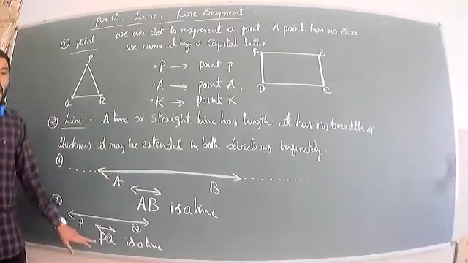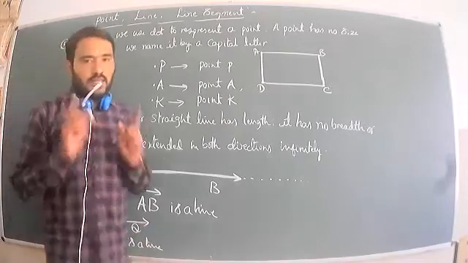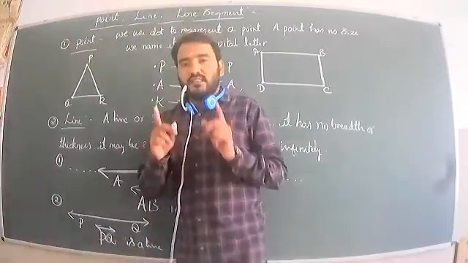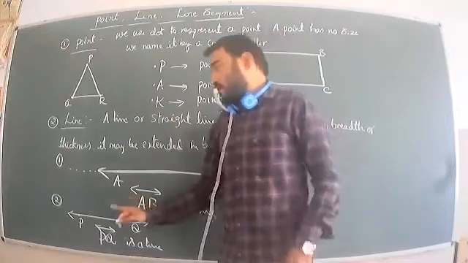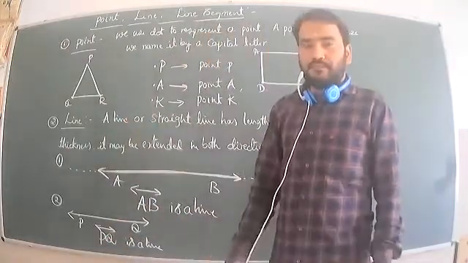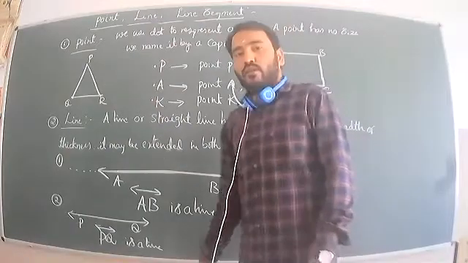So this arrow mark shows that it is a line. Keep in mind, this is very important. This is called a line. So you have understood the line.